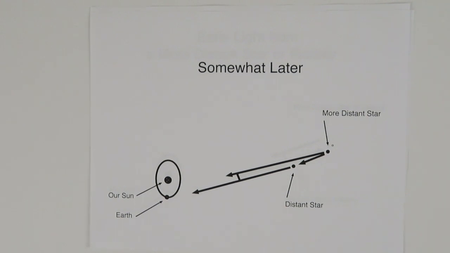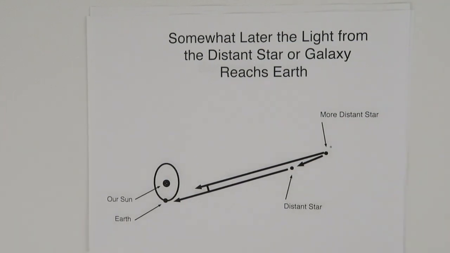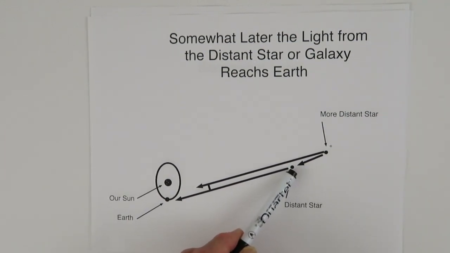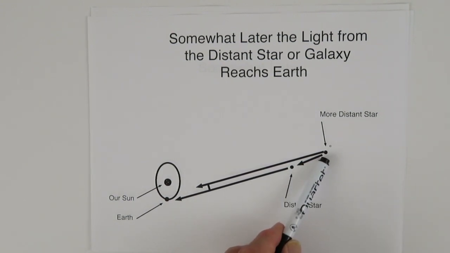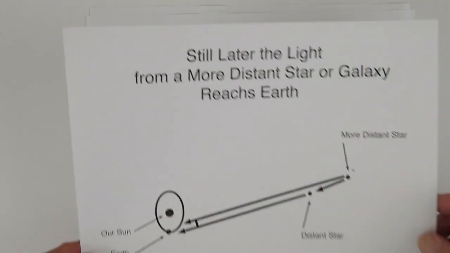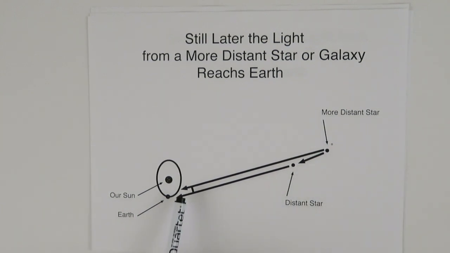And then at a somewhat later time still, the light from this galaxy or star would have reached our star, and on Earth we'd be able to see this star or galaxy. But the light coming from this more distant galaxy or star would not have yet reached us, but it's being guided along the same path that this light pipe followed. And then finally the light would get from the more distant galaxy to us.